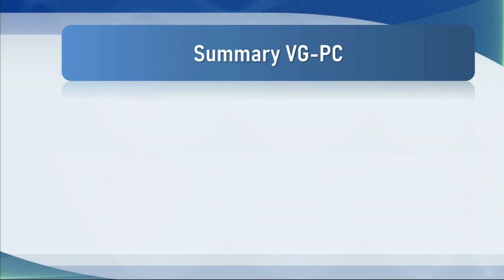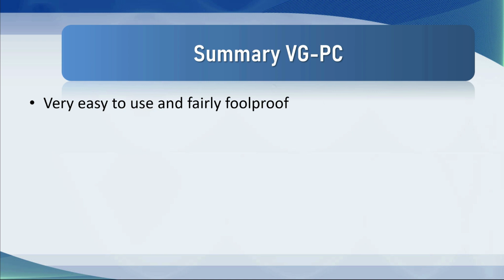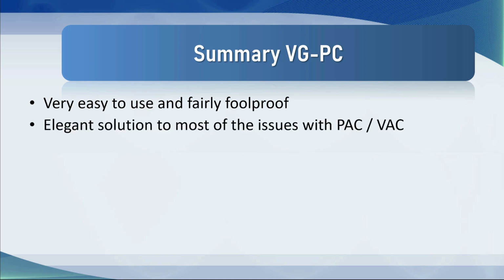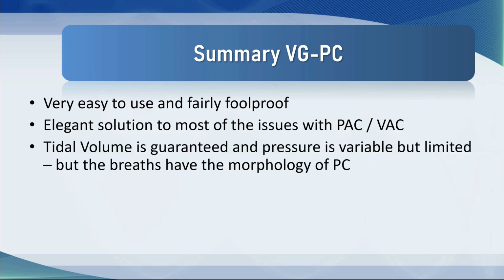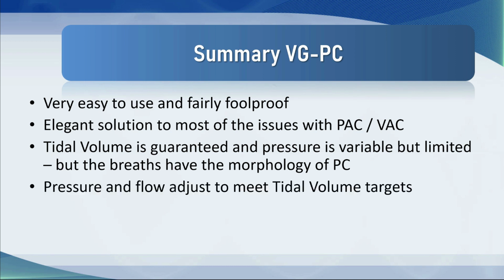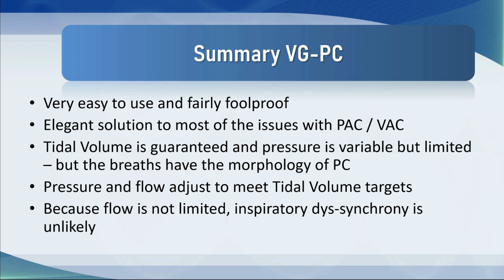So let's just summarize what I've said so far. Volume guaranteed pressure control, very easy to use and fairly foolproof. Elegant solution for most of the issues with volume and pressure control. Tidal volume is guaranteed and pressure is variable but limited, and the breaths have the morphology of pressure control. Pressure and flow adjust to meet the tidal volume targets, but because flow is not limited, inspiratory dysynchrony is unlikely.